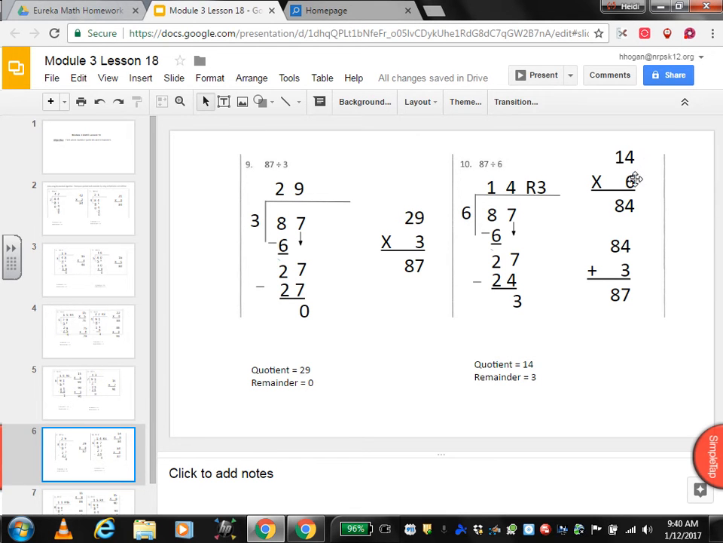Quotient times divisor gives us 84. We add our remainder. We get 87, which is our dividend.